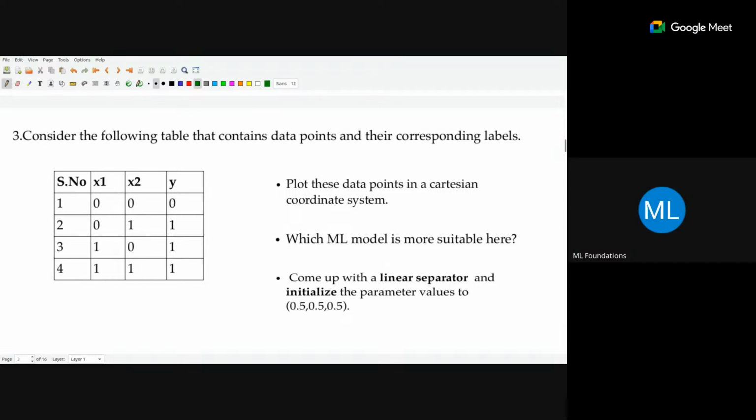Let's continue. Consider the following table that contains data points and their corresponding labels. Treat the third column, the Y column, as the labels. We are labeling each data point with either 0 or 1. My first question: plot these data points in the Cartesian coordinate system. Second, which ML model is more suitable here? I also want you to come up with a linear separator and initialize the parameter values to 0.5, 0.5, 0.5.